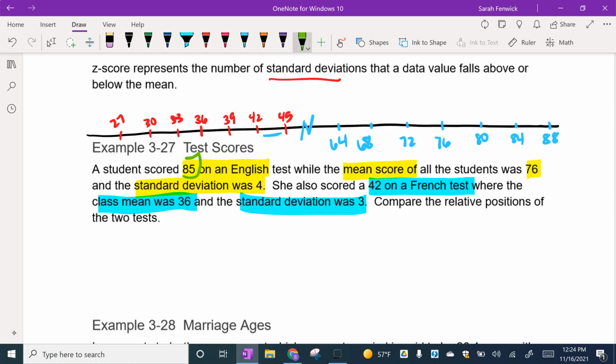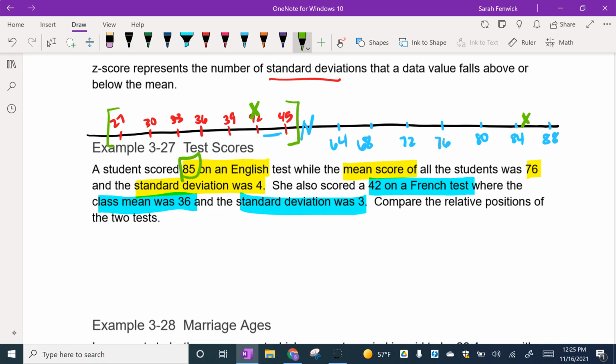So the actual data was an 85 on the English test. So that puts the X value about right here. It was a 42 on the French test, which puts it exactly here. Okay? But when I try to compare these, a lot of people get confused because obviously 42 is way lower on the number line than 85 is. Plus, you automatically see 42 and think, oh my gosh, what a horrible test grade. But if you're just comparing it in this set of data, it's really not bad at all.